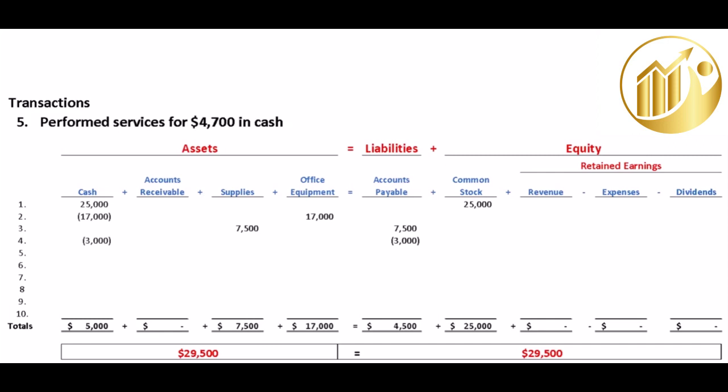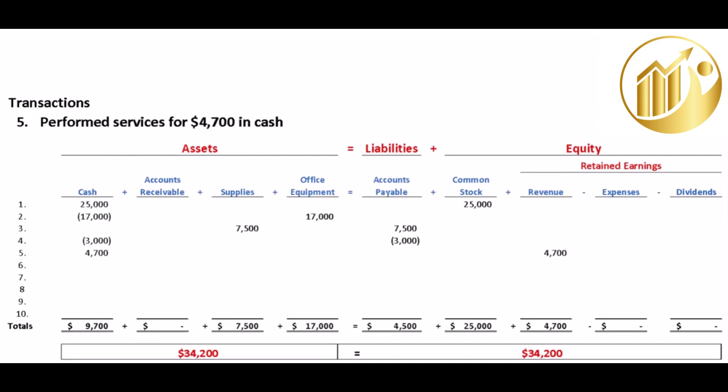Our fifth transaction: performed services for 4,700 in cash. Whenever you see performed services, I want you to think revenue. In this transaction, the company earned revenue and received cash. We are going to have an asset, cash, increase. We will also have equity increase. We call that revenue increase as equity. So we will increase cash by 4,700 and increase revenue by 4,700. Again, our fundamental accounting equation is in balance.